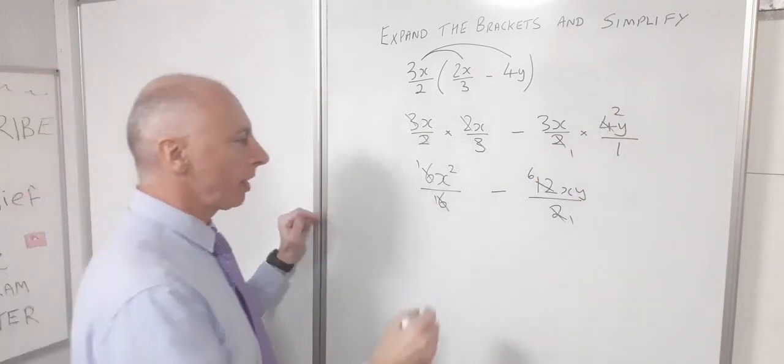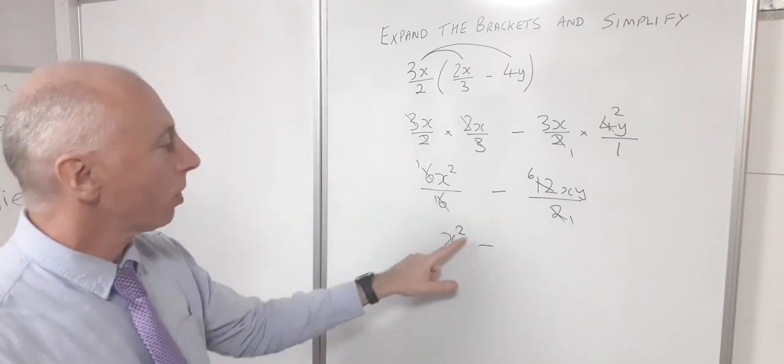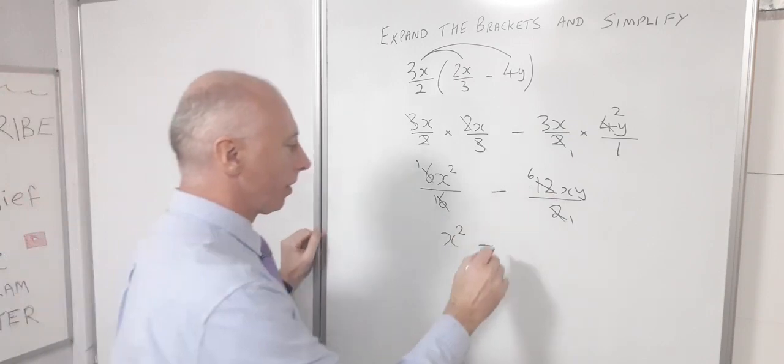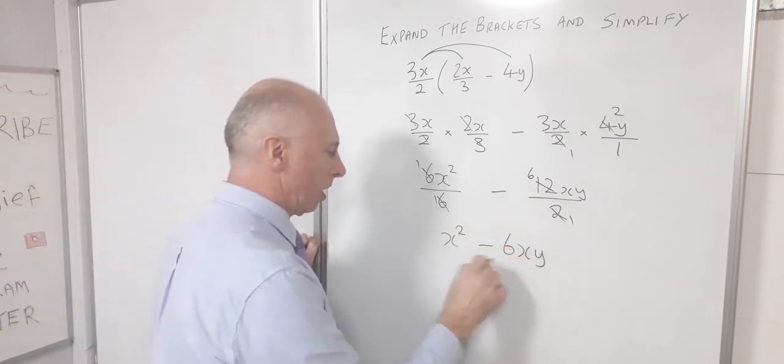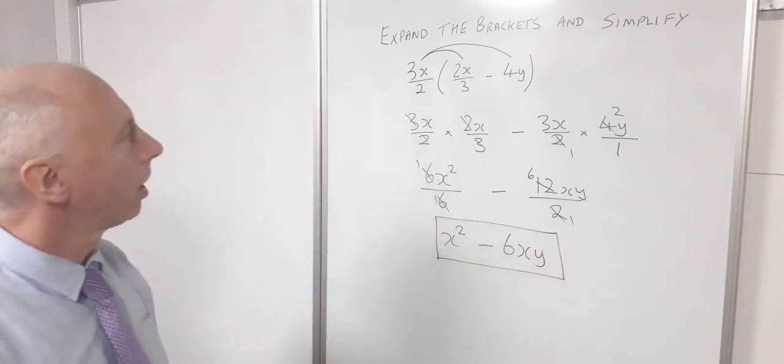Okay, so now simplifying this to get my simplest answer, x squared minus 6 times xy. And that I'm going to declare as my final answer.